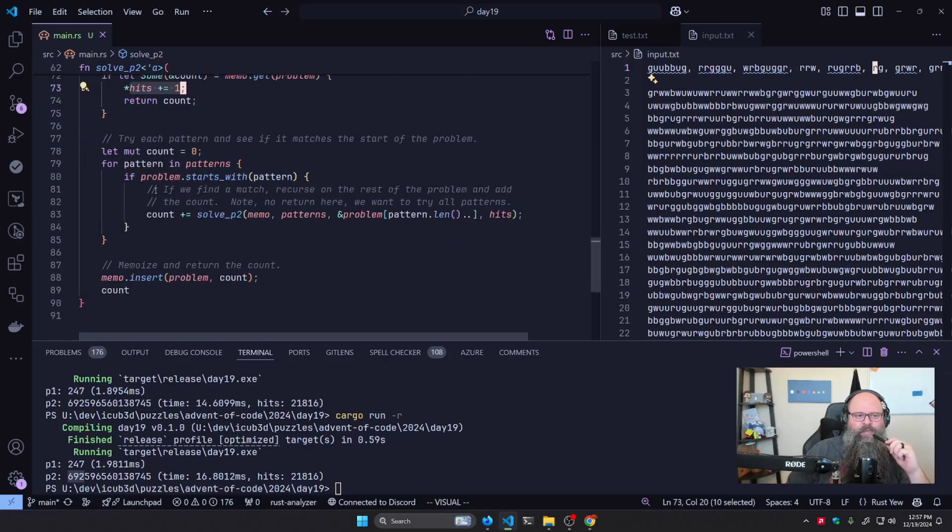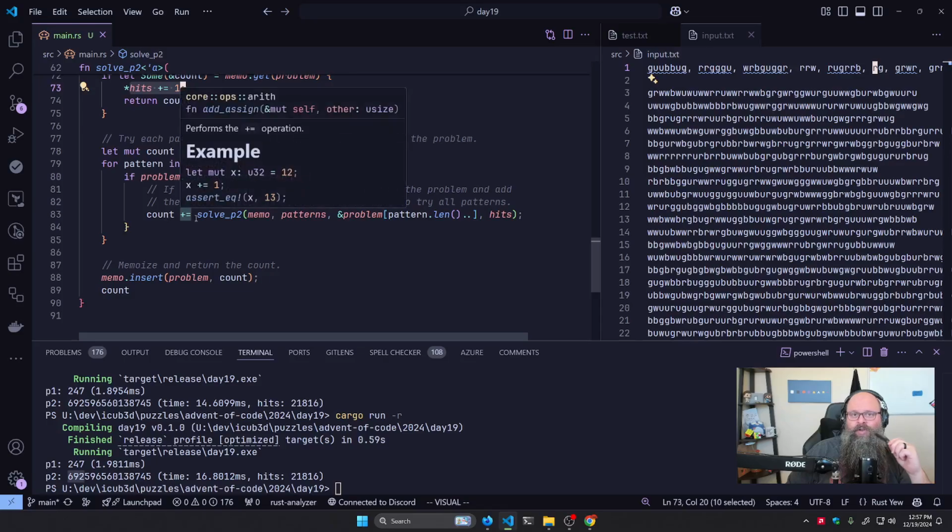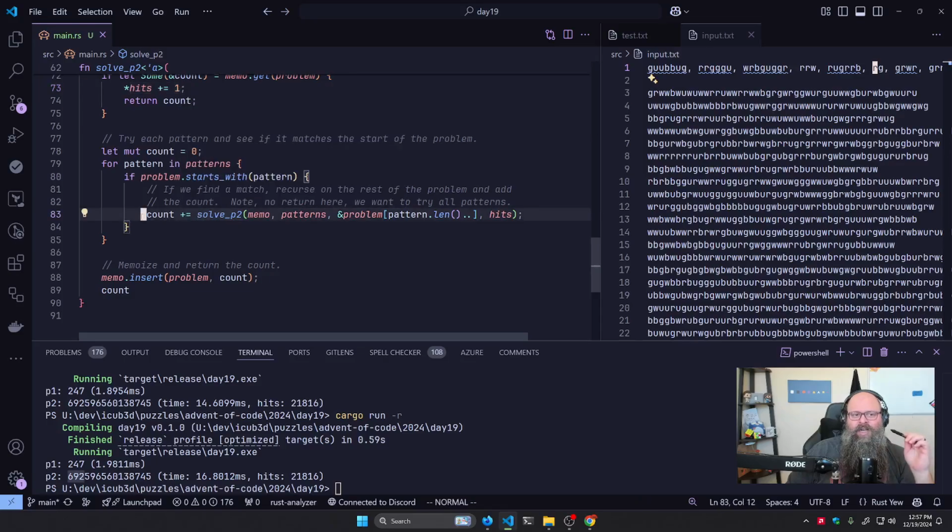And then otherwise, I'm looping. Instead of breaking or returning when I find a single solution, I'm just going to sum up all the ways that I was able to solve this part of the problem, right? So I'm still going to go through all the patterns, and I'm going to see if my problem starts with that pattern. If it does, I'm going to solve the sub pattern recursively and add that to my count. And then once I've gone through all of the cases, I can memoize, right? And here is the answer down here, right?